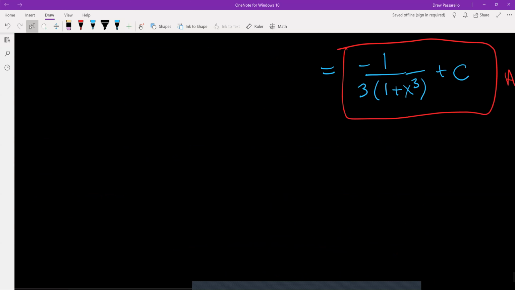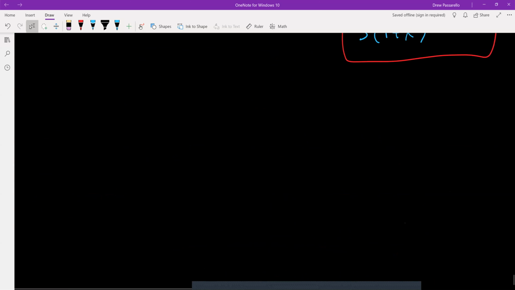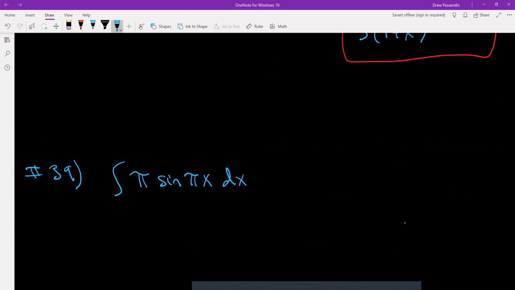All right, so now I'll do some trig examples. So number 39. So it's pi times sine of pi x and dx. And if you want, you can put the parentheses around the pi x to reinforce that's what you're taking the sine of. That's the argument of the sine function.